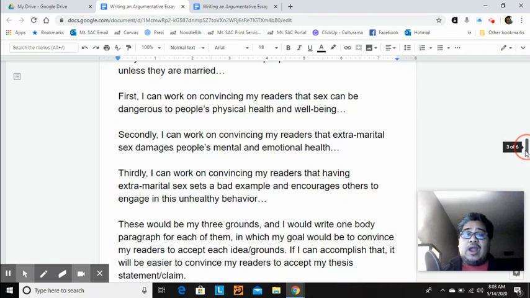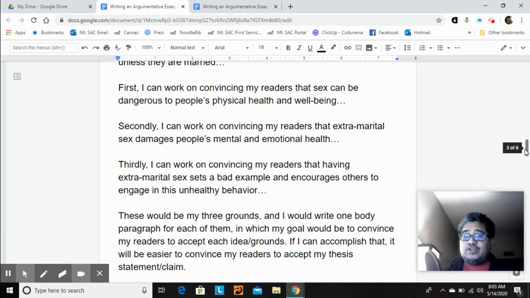Those would be my three grounds, and I would write one body paragraph for each of those grounds, in which my goal would be to convince my readers to accept each idea. If I can accomplish that, again, it'll be easier to convince my readers to accept my thesis statement or claim. So again, I move up the ladder paragraph by paragraph until I get my readers to the thesis statement. If they agree with every rung of the ladder building up to that thesis statement, to the top of that ladder, then they should be more likely to agree with the thesis statement at the very top of the ladder, the very top of my essay.